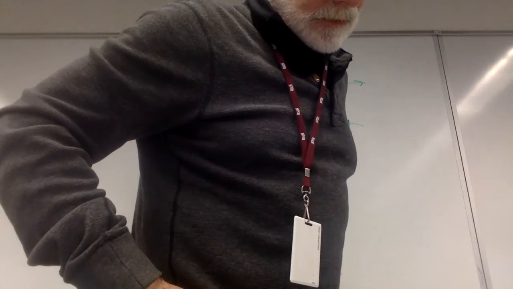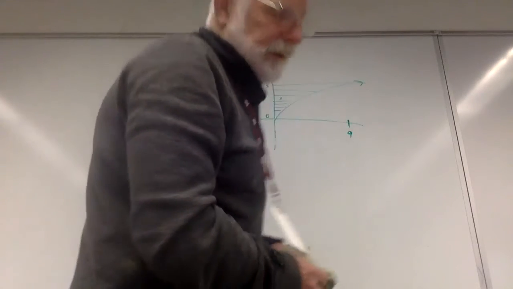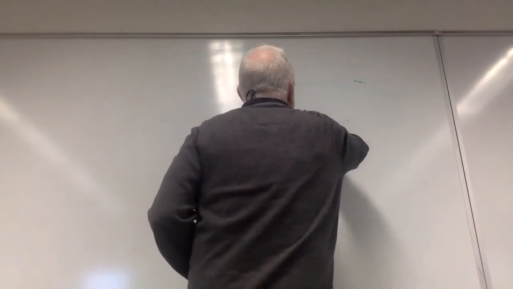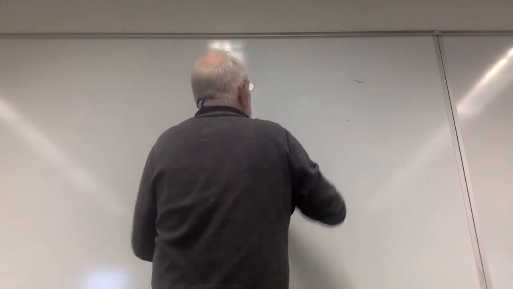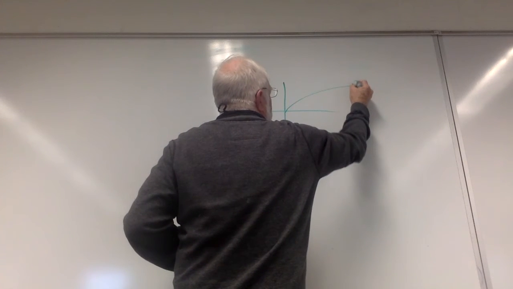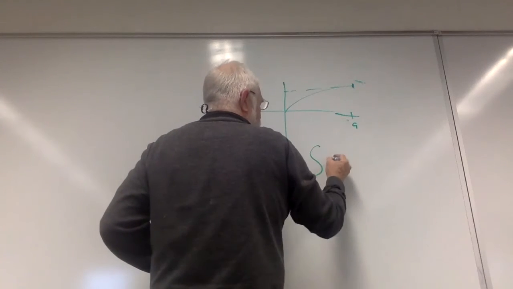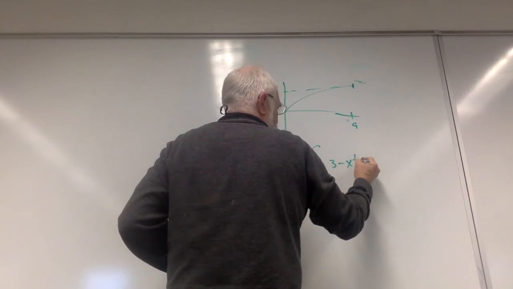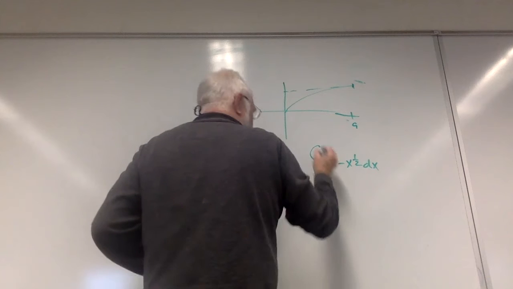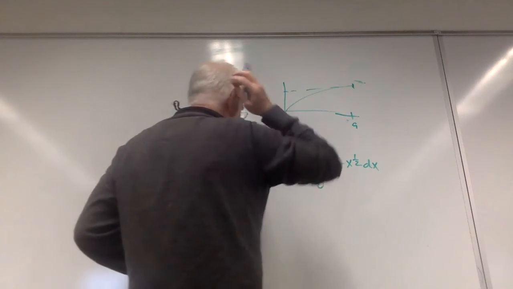Bounded by... I think, you know what? I think I did 1 to 9 because that was an earlier problem. And the old guy's getting real old. So let's go and do it real quick from 0. So that's 9, that's 3. So integrate 3 minus x to the 1/2 dx from 0 to 9. I bet you anything I did that.